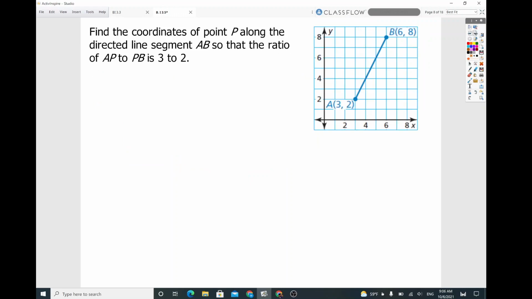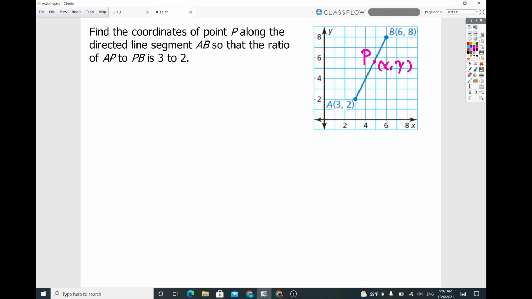So here's the first example. Find the coordinate of point P along that directed line segment AB so that the ratio of AP to PB is 3 to 2. We don't know where point P is, somewhere along the line here. So the ratio is given as 3 to 2. Let's say that point P is going to be (x, y).